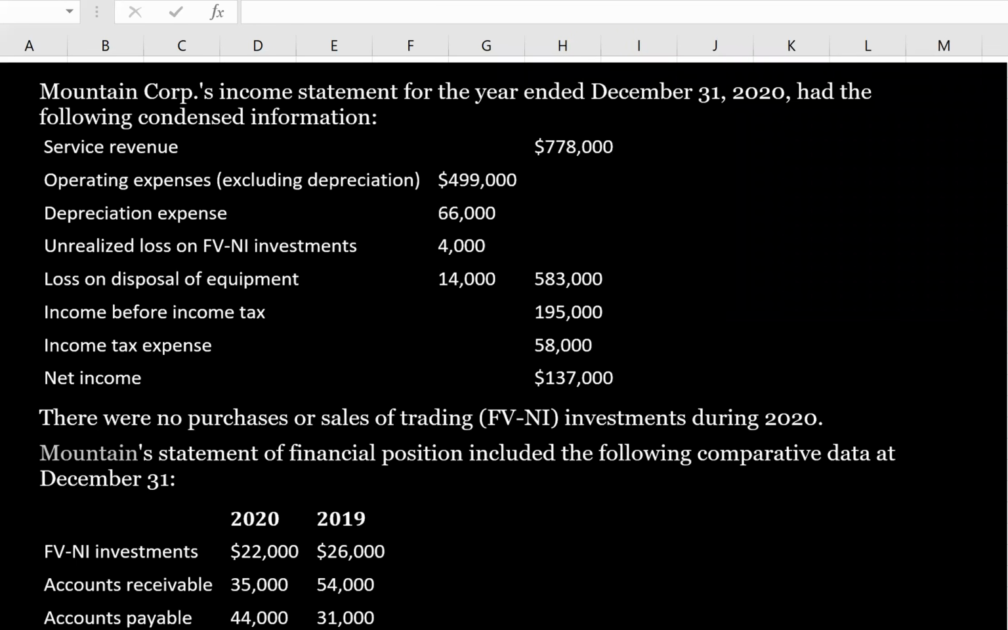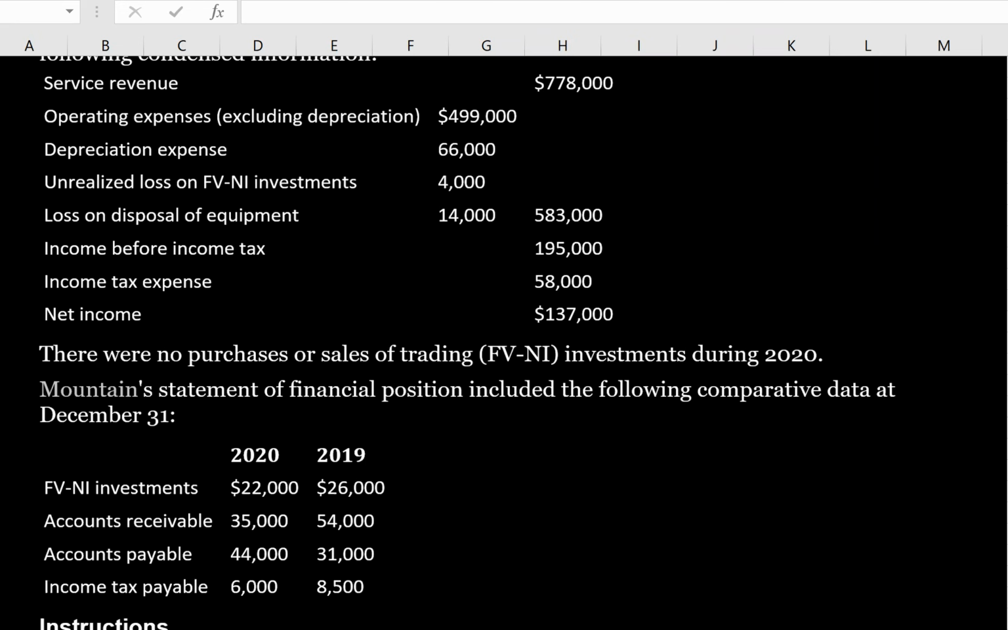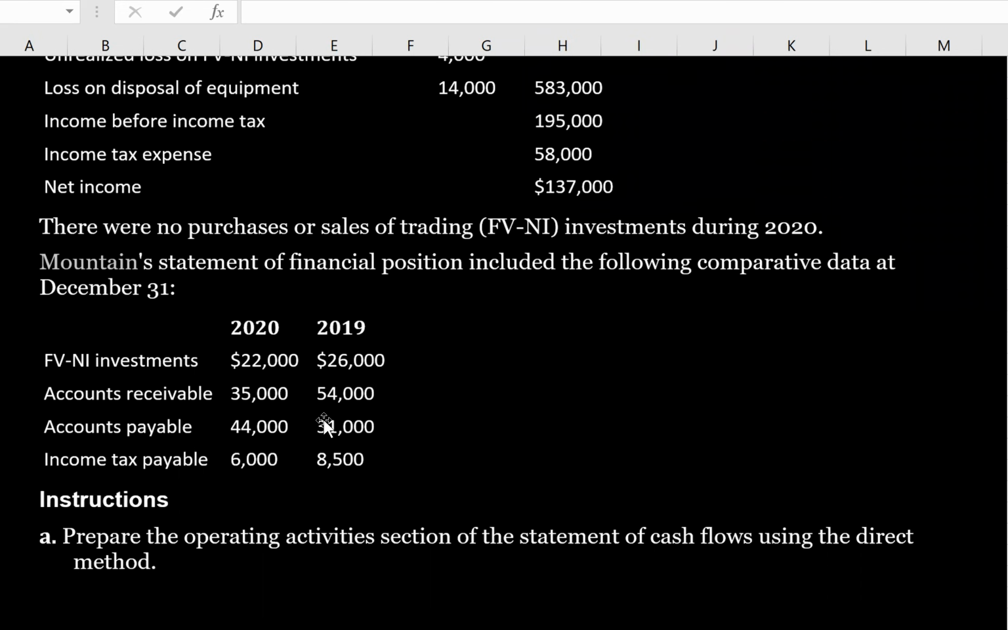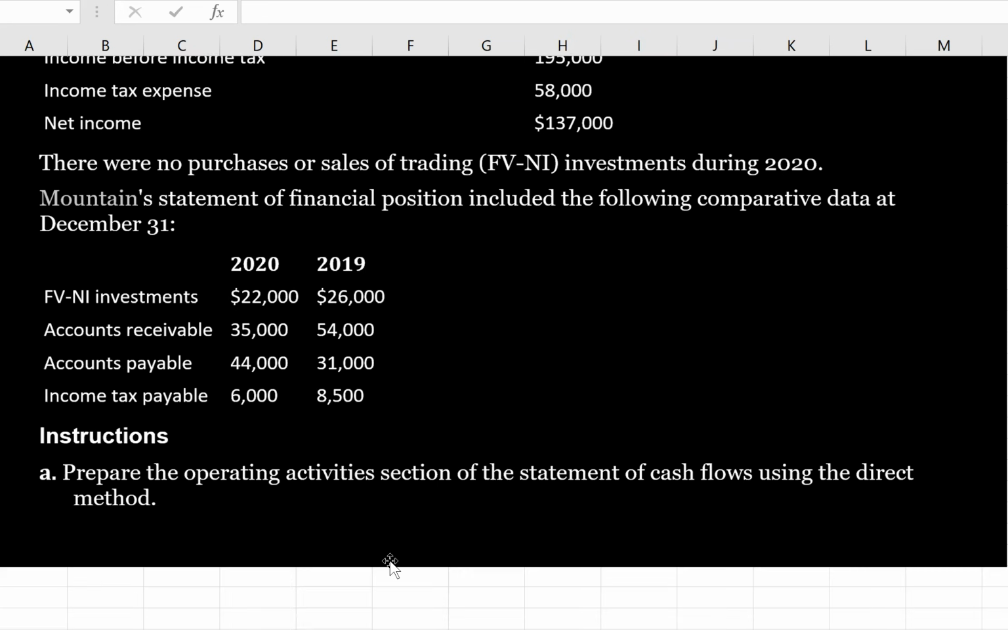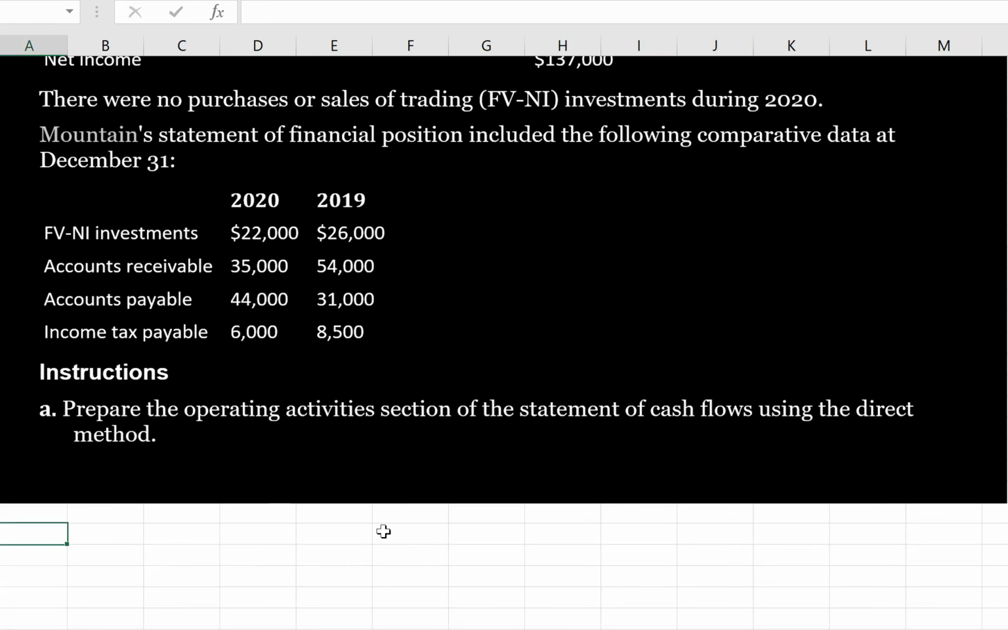Mountain Corp's income statement for the year ended December 31st, 2020 had the following condensed information. We see some items from the income statement. There were no purchases or sales of trading, fair value, net income investments during 2020. Mountain's statement of financial position included the following comparative data at December 31st, and we're given some accounts on the statement of financial position. And we're asked to prepare the operating activities section of the statement of cash flows using the direct method. Okay, let's do this.